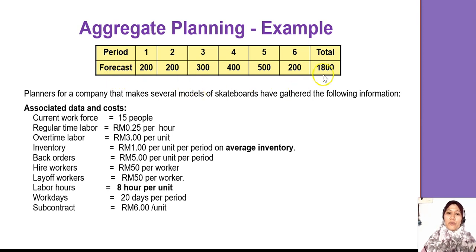They must give you the forecast, usually in months or weeks. For this one, they call it period, maybe representing 1 week or 1 month. So they say period here, and they have lots of information. They need to know the cost of making one skateboard. How much is the labor cost they need to pay the workers? How much is the overtime cost? How much is the back order cost if they have backlog? How much is the fee they have to pay when hiring new people? And then what is the subcon cost? All of this you need to know.